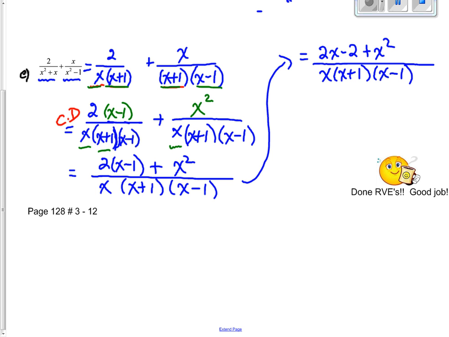That common denominator also tells me my restrictions. I have 3 possible restrictions. x cannot be 0, or minus 1, or positive 1.